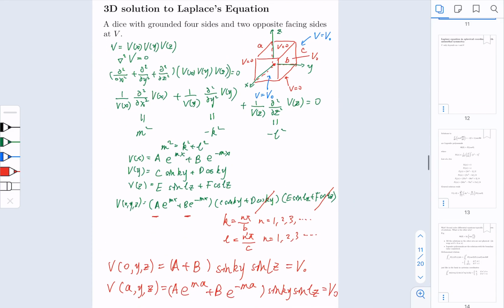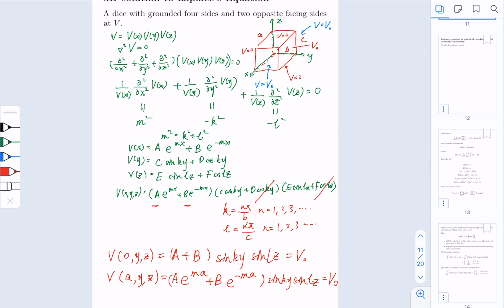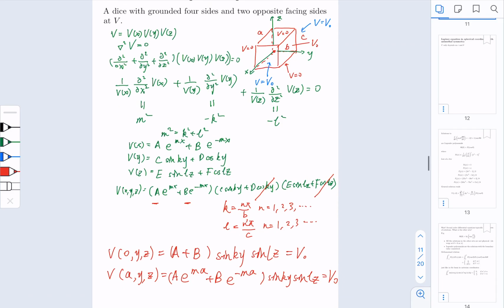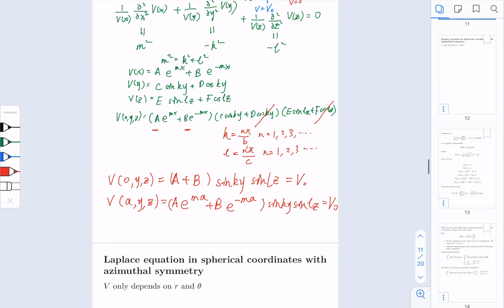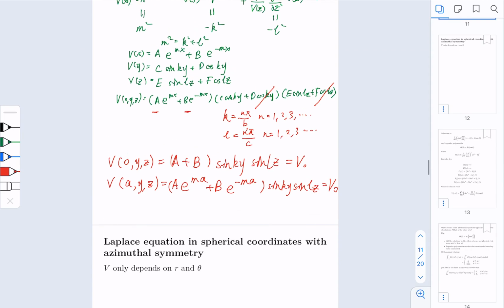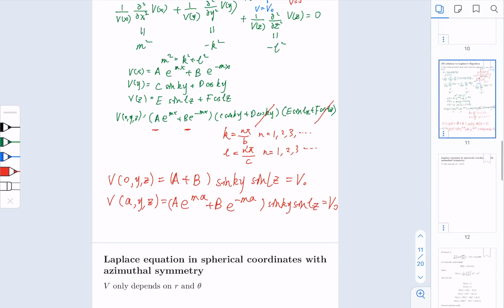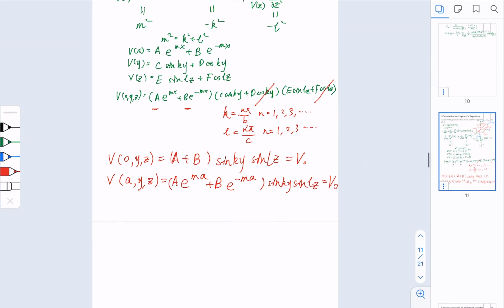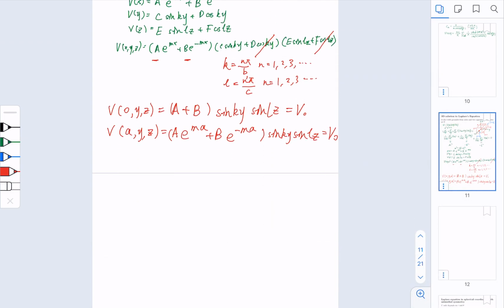So I think for simplicity, let's choose the origin somewhere in the middle of the x-axis. So let's shift the origin, otherwise it might be messy. So instead of looking at the a and 0 and the a, let's set this as minus a over 2. Let's define this as V naught.